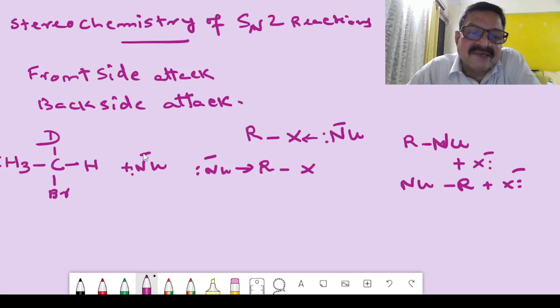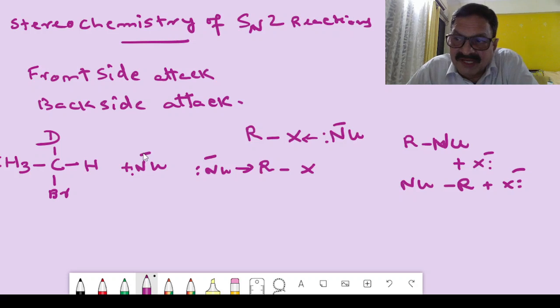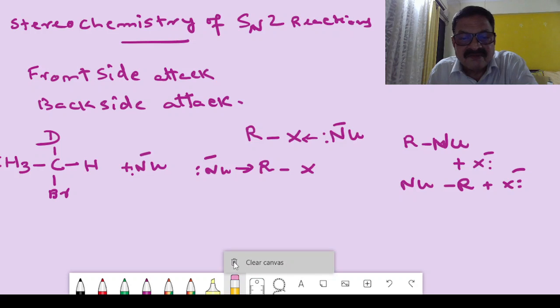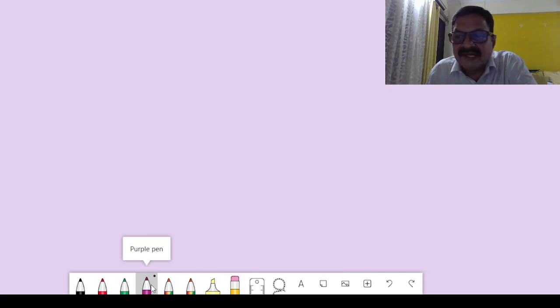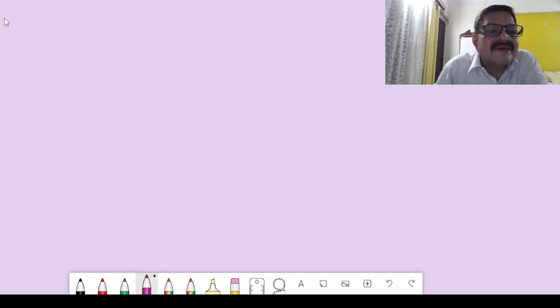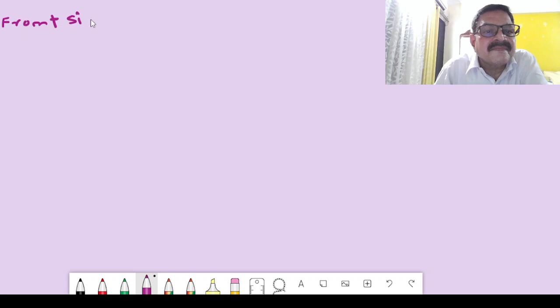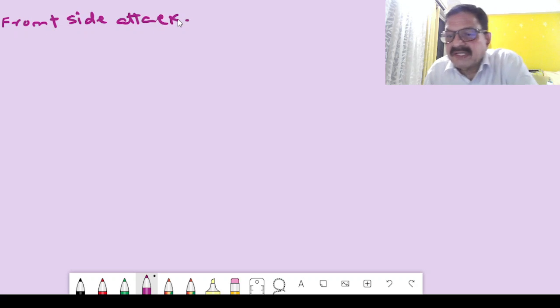Now let us see the structural difference when the nucleophile attacks from two directions. Now I will just draw it here. I will just change this page. It will be interesting for you. So this is leading to the concept of Walden inversion. It's an important point here. We will see the front side attack, two different types of attacks here.